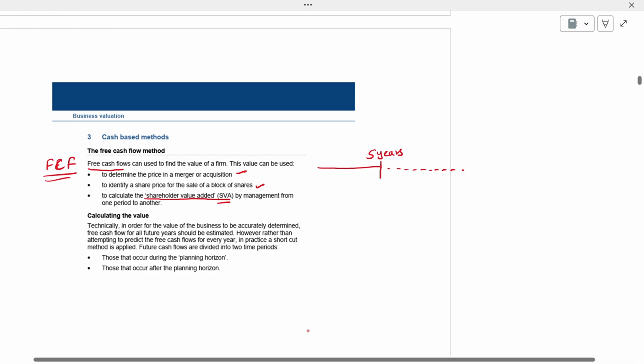Technically, for the value of the business activity determined, free cash flow for all years can be estimated. However, rather than attempting to estimate free cash flow every year, in practice a short method is applied, divided into 2 time horizons. That's why I say planning horizon, maximum 5 years, and then those that occur after the planning years, beyond 5 years.